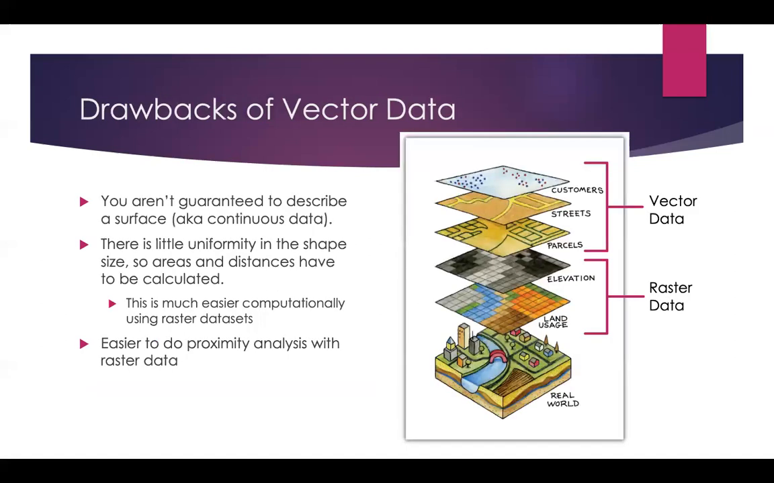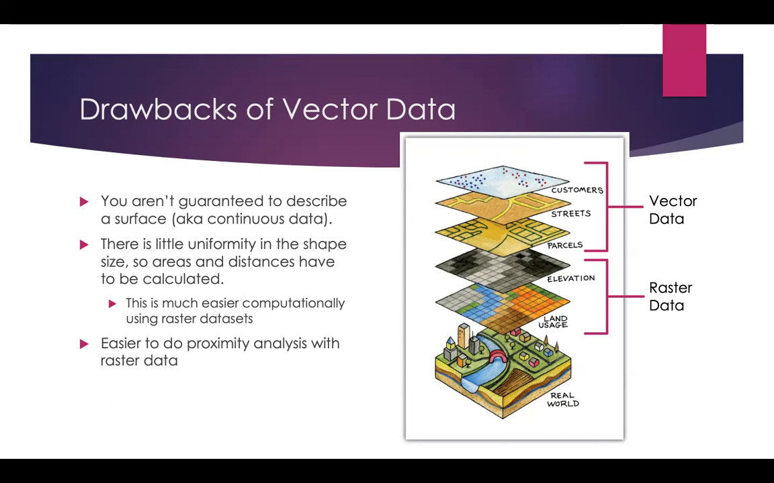Along with the many advantages of vector data, there's also some drawbacks. You aren't guaranteed to describe a surface, for instance. It's very difficult to show how rainfall changes across the state of Oregon with polygons. That's much easier to do with raster.